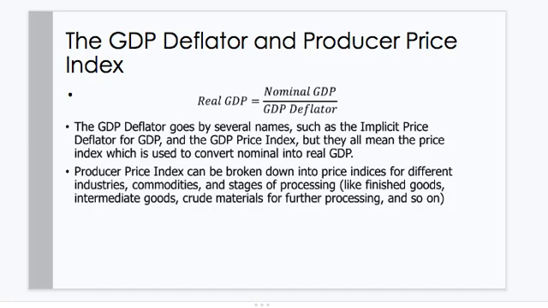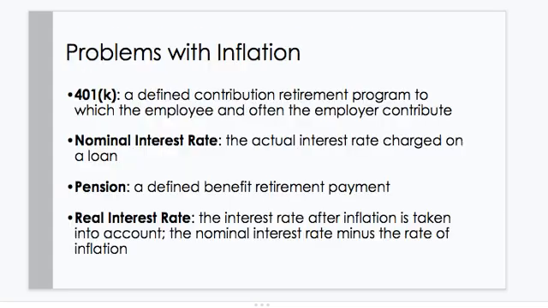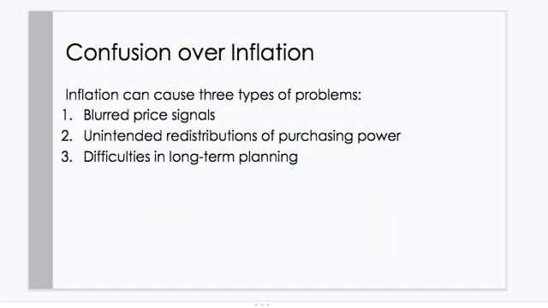Producer price index can be broken down into price indices for different industries, commodities, and stages of processing, like finished goods, intermediate goods, crude materials for further processing, and so on. Problems with inflation. 401k, a defined contribution retirement program to which the employee and often the employer contribute. Nominal interest rate, the actual interest rate charged on a loan. Pension, a defined benefit retirement payment. Real interest rate, the interest rate after inflation is taken into account, the nominal interest rate minus the rate of inflation. Confusion over inflation. Inflation can cause 3 types of problems: blurred price signals, unintended redistributions of purchasing power, difficulties in long-term planning.